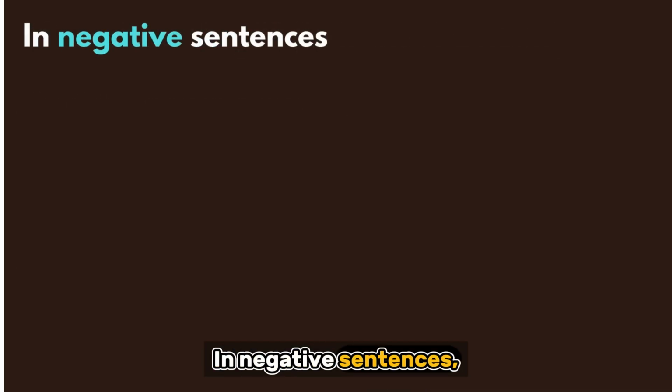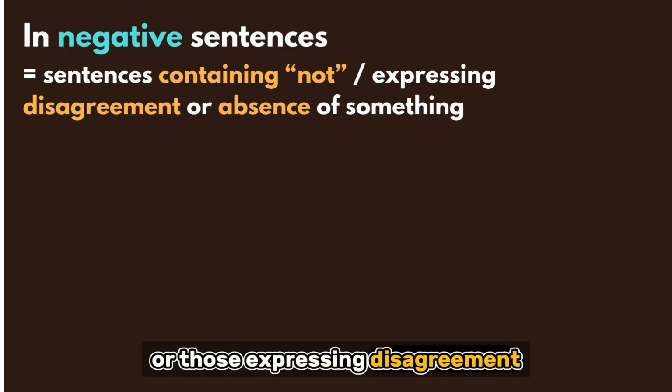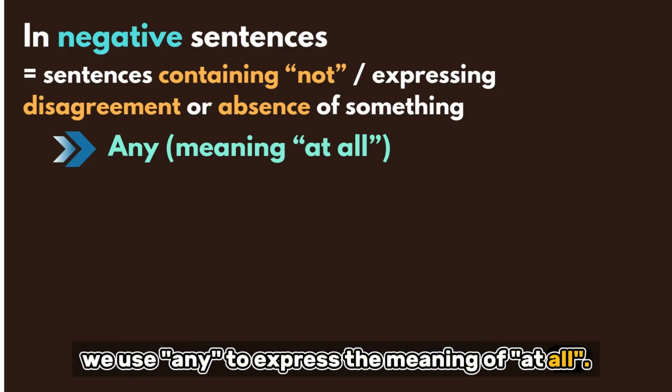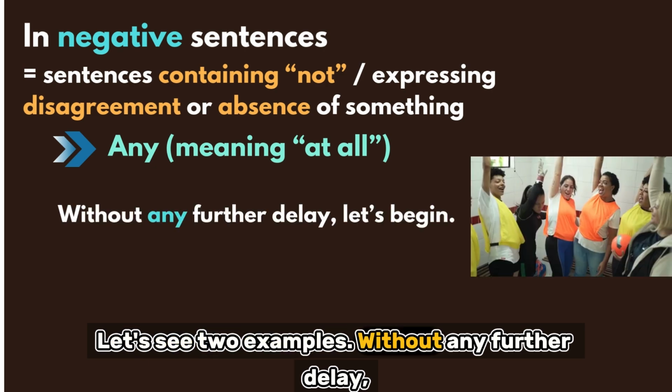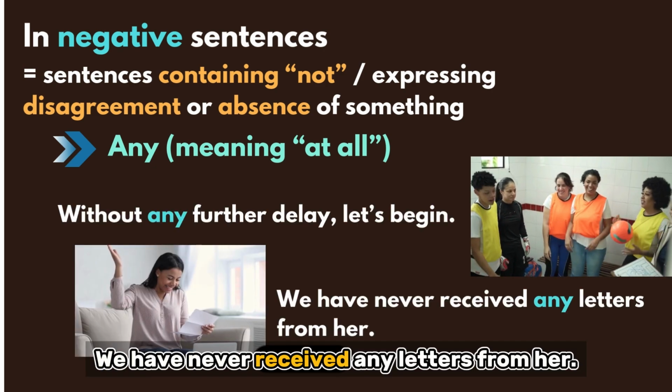In negative sentences, that is the sentences containing the word not or those expressing disagreement or absence of something, we use any to express the meaning of at all. Let's see two examples. Without any further delay, let's begin. We have never received any letters from her.